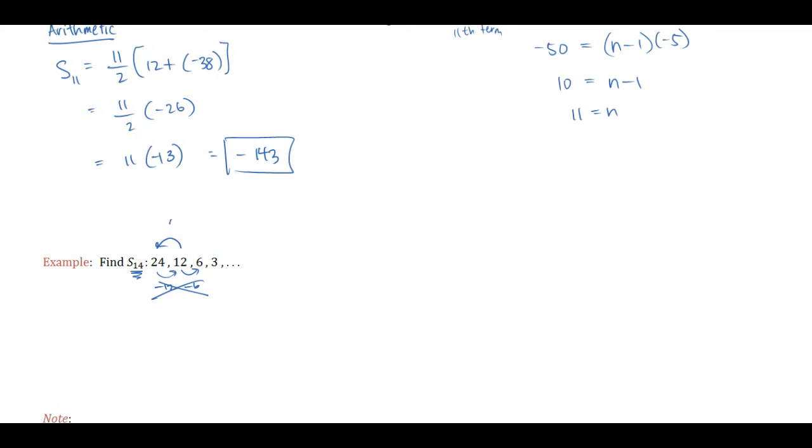12 over 24 is a half. 6 over 12 is a half. 3 over 6 is, okay, that is definitely geometric. And our r value is a half. So let's sum up the first 14 terms. So the sum of the first 14 is equal to the first term, 24, times 1 minus a half to the, what were we doing, 14? All over 1 minus a half.